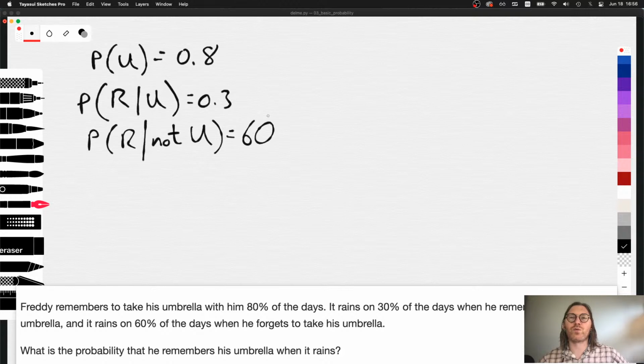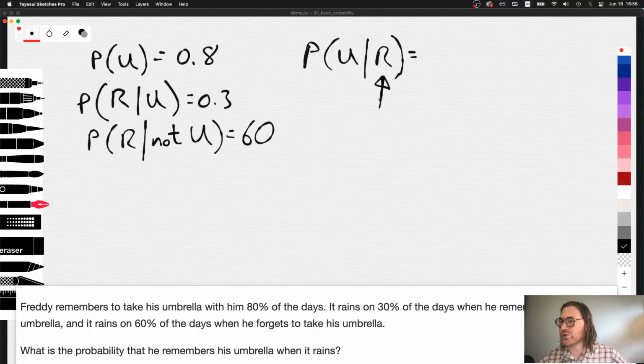And then what we're really asking at the end of the day is what is the probability that he remembers his umbrella when it rains? So what we want to ask here is the probability of umbrella given rain. So the probability of umbrella given it's raining. And when you see this, notice the universe we're working in, right? The universe we're working in is this universe of rain. That's what we are considering.